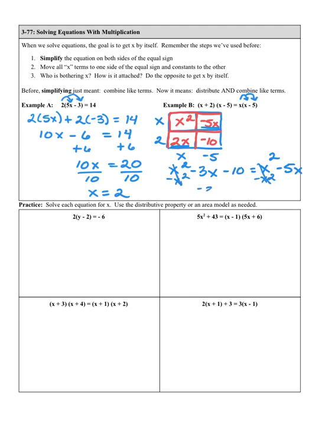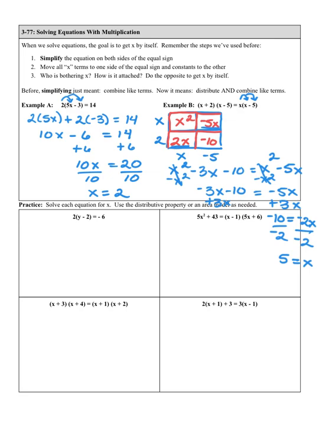So I have a negative 3x minus 10 is equal to a negative 5x. I'll move all of my x's over to the right side, so I'll add 3x to both sides, and I have a negative 10 is equal to a negative 2x, and then the negative 2 is still bothering x, and it's attached by multiplication. So I'll divide both sides by negative 2, and positive 5 is equal to x. And that's all there is to it.